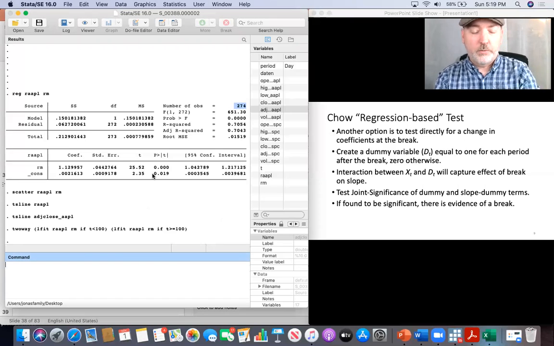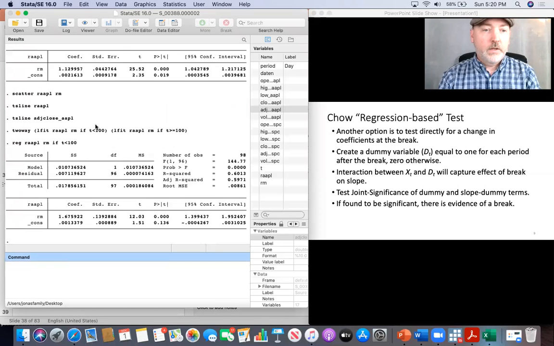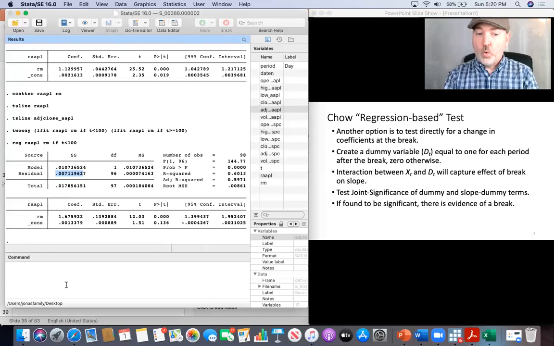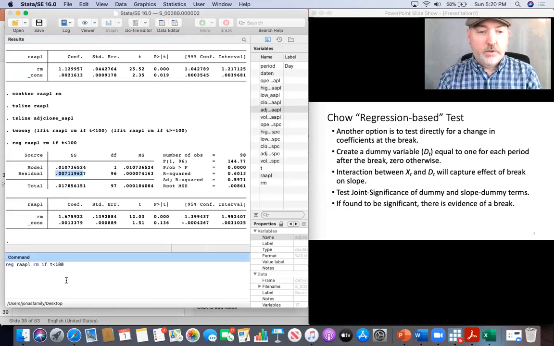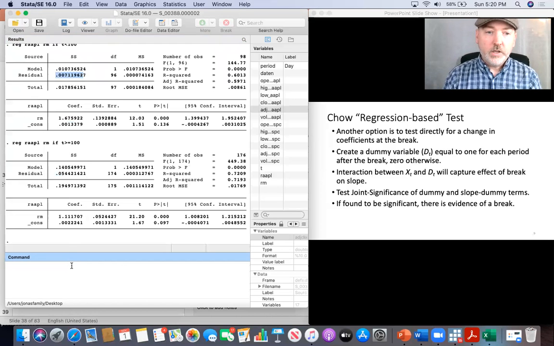So we know what we've got to do, right? We've got to go back and rerun that same equation, bring up our regression line here, pre-break. So we go if t less than 100, and we jot down this number. So that is the RSS1, the pre-break sample. Do it again for time greater than or equal to 100, post-break.